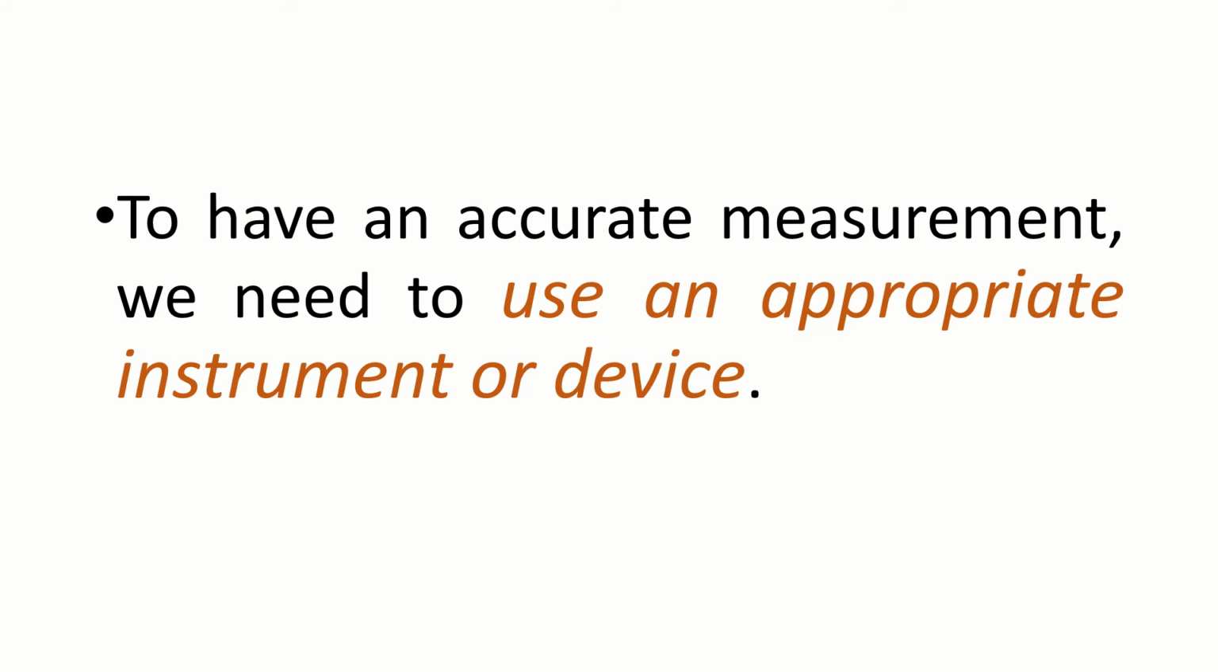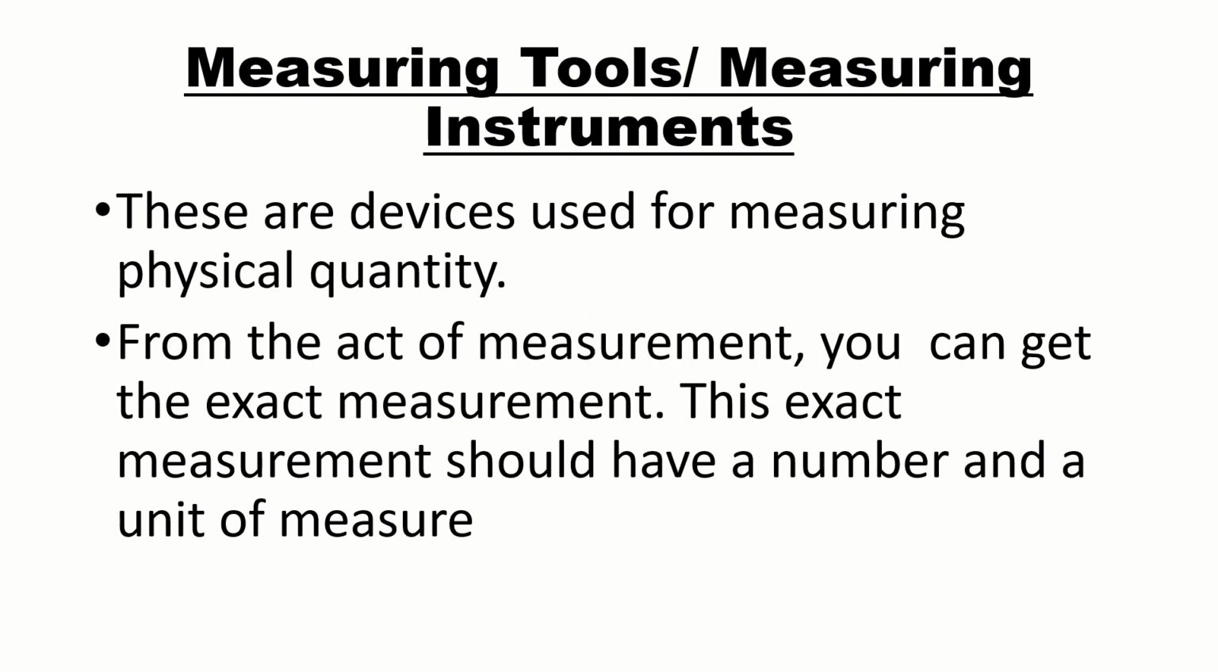So of course, from your grade school lesson, to have an accurate measurement, you have to use an appropriate instrument or device. So this is just a recall for you. So how do we define measuring tools again? These are devices used for measuring the physical quantity that we are looking for, in our definition, the unknown quantities. So from the act of measurement, you can actually get the exact measurement with a number and a unit of measure. So when you use the tool, for sure there's a number to it, plus the unit of measure matters.